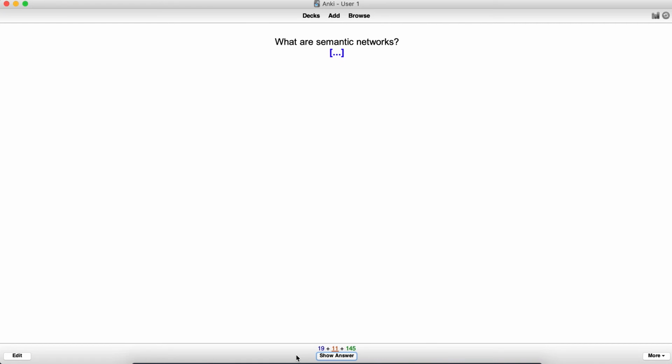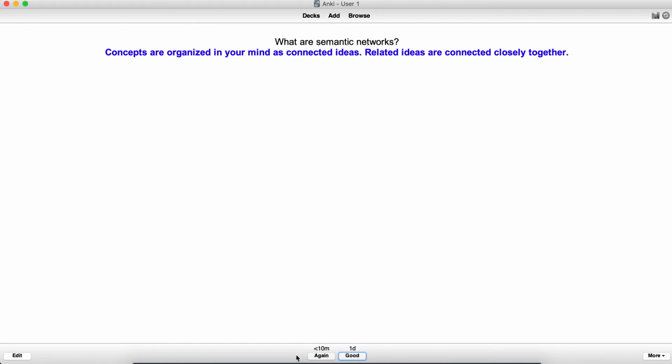What are semantic networks? These are the way we organize thoughts and ideas. The more related concepts are, the closer they are connected.